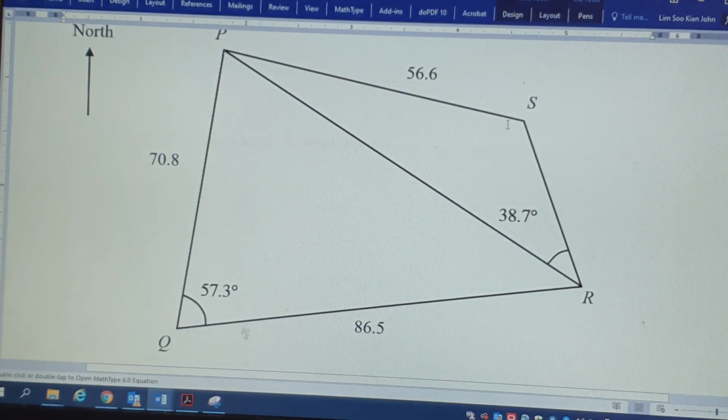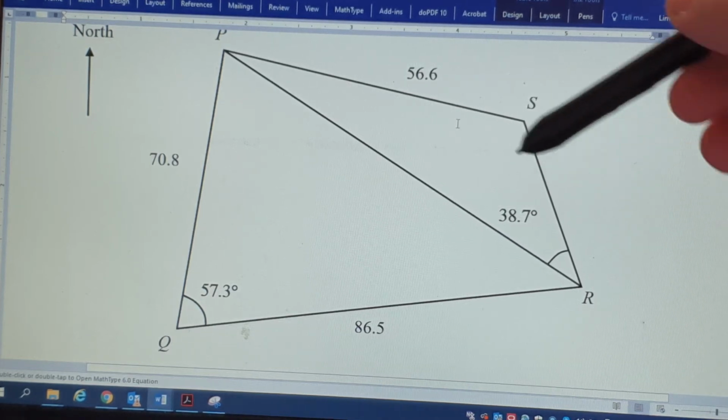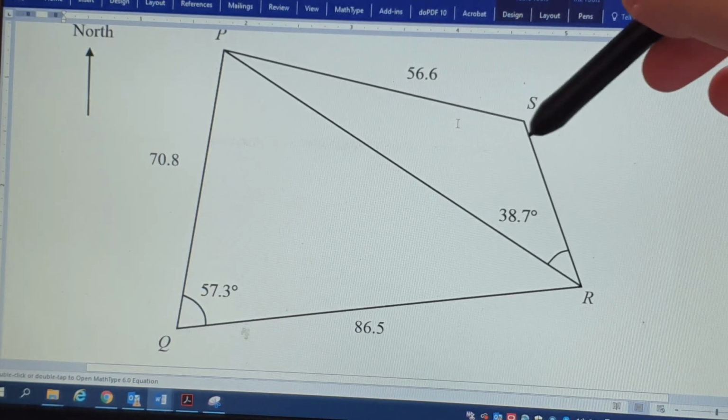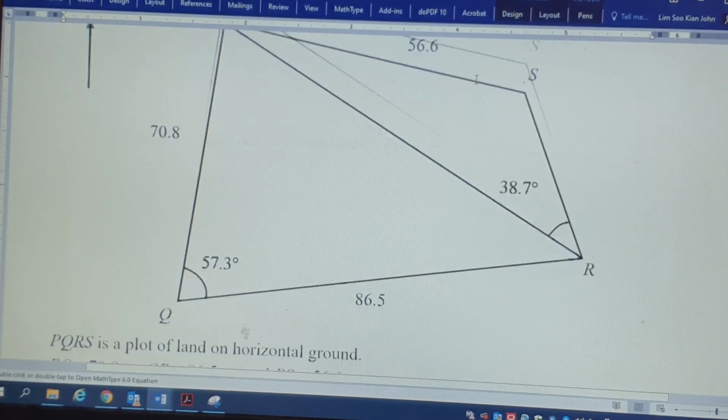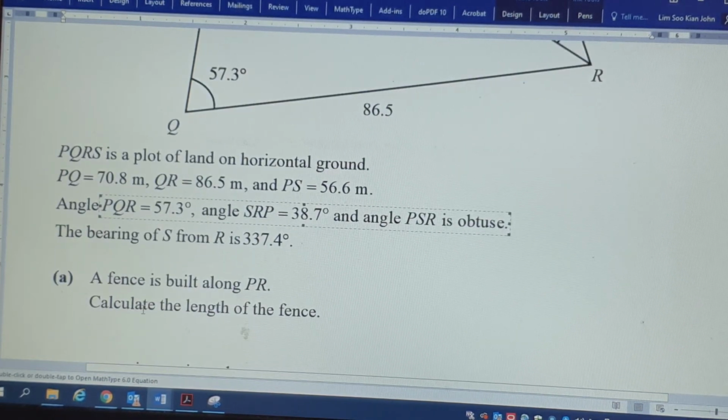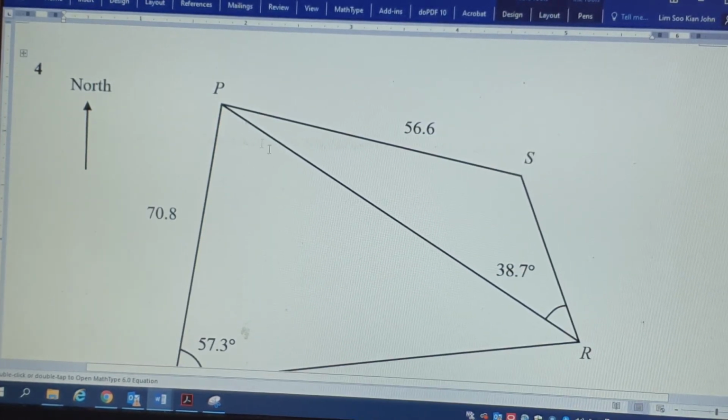PSR here. This angle here is obtuse, right? Okay. So if it is obtuse, then it's very easy already. What do they want? They want you to calculate the length of the fence. A fence is built along PR. That means they only want you to find this length.